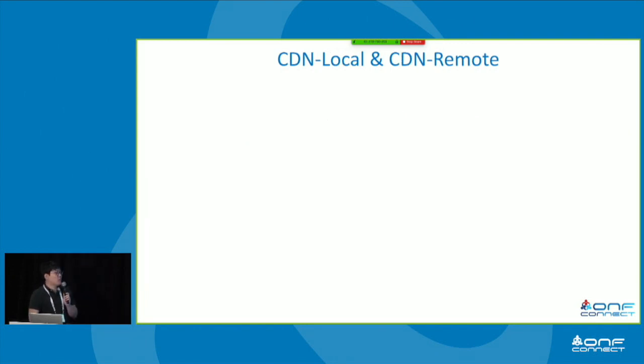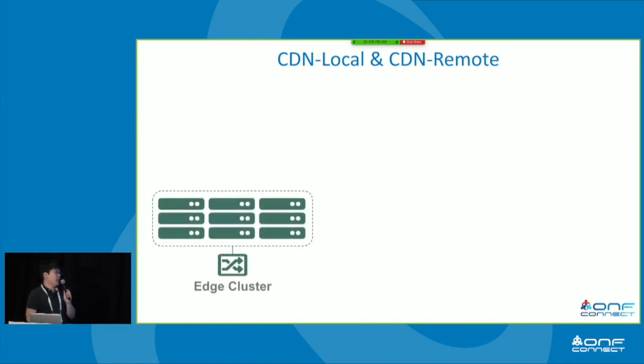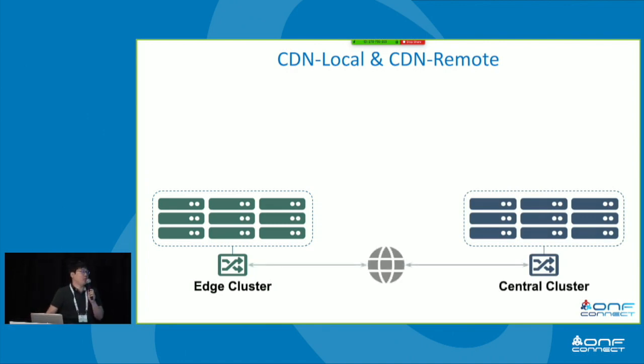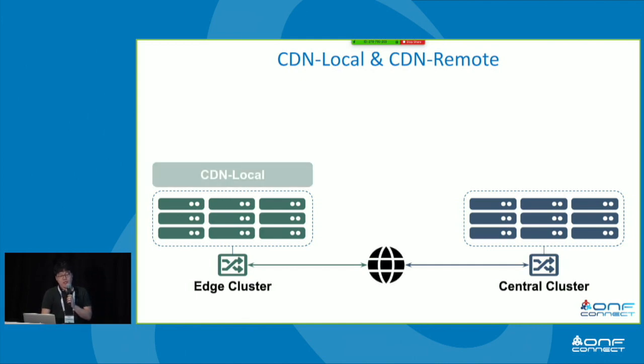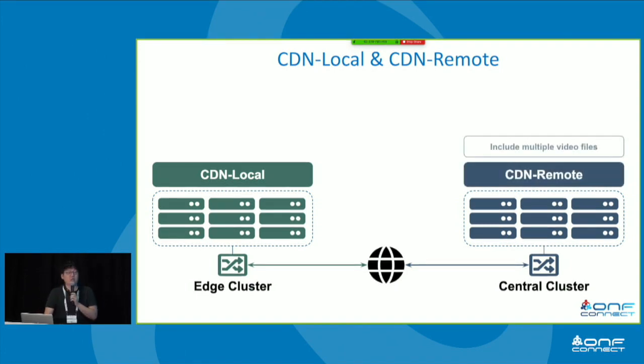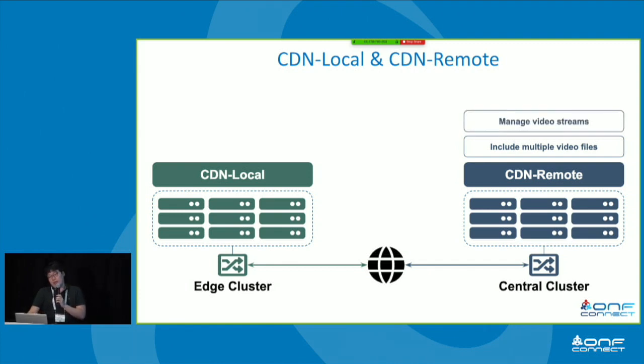So we have two clusters, as I mentioned before. The first one is the edge cluster, and the last one is the central cluster. And of course, they can communicate with each other through the internet. So we deploy CDN local on the edge cluster, and CDN remote is running on the central cluster. CDN remote basically has multiple video files inside, and also CDN remote makes those files into several video streams and then manages them. And also those video streams, of course, will transmit outside.